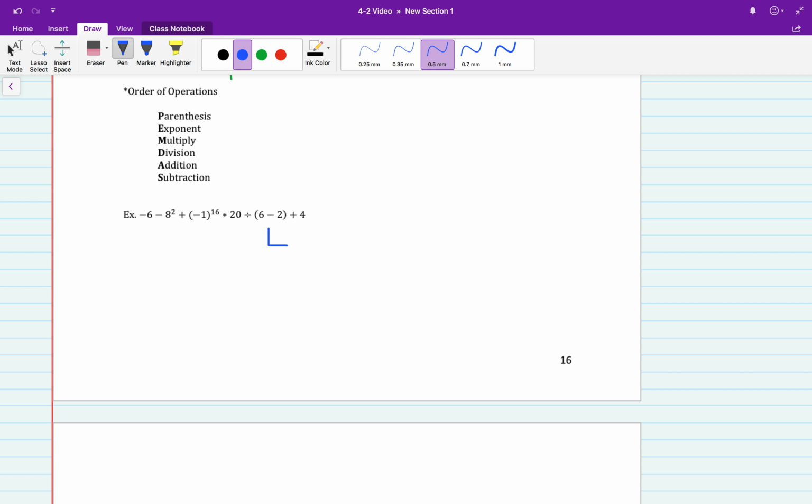6 minus 2 is 4. So that is the parentheses step, nothing more. I don't care that the 16 over here is touching it or the 20 divided, I don't care about any of that stuff. Only what's inside. So that's this step all the way done. Everything else stays the same. So let me write out what the rest of our problem is here before we do the next step.